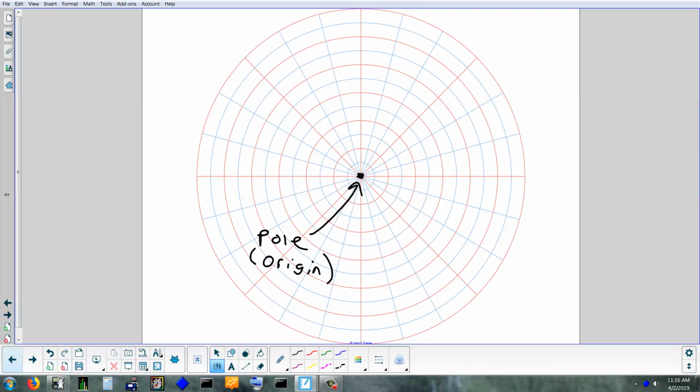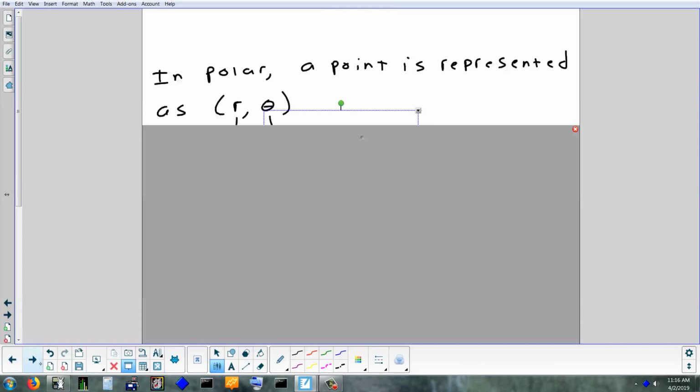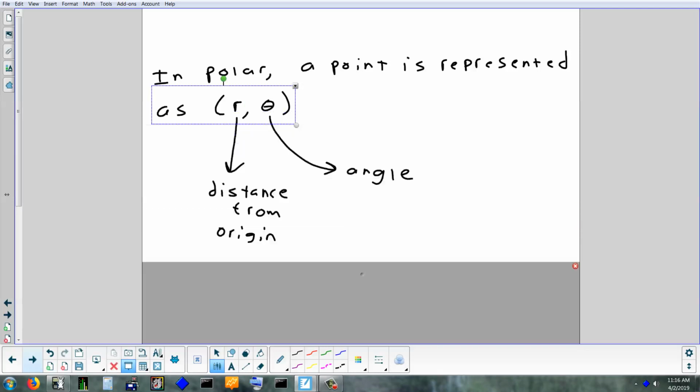So if I said r is 3.5, 1, 2, 3.5, you'd start right there. But that's not the final answer. Just like x and y, you've got to do both parts of the coordinate. So you move out the number of rings indicated by r, and then theta. What does theta usually represent? Yeah, it's an angle. So let's say you move out 3.5 rings, then from that spot, I will tell you to move a certain amount of degrees, or radians.